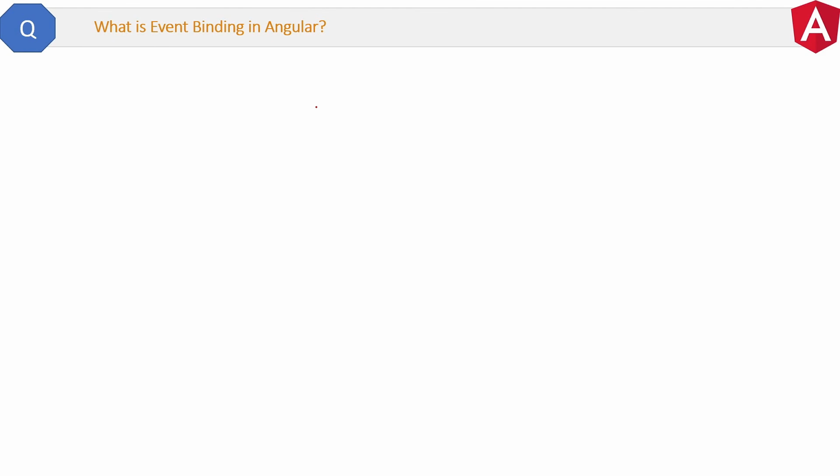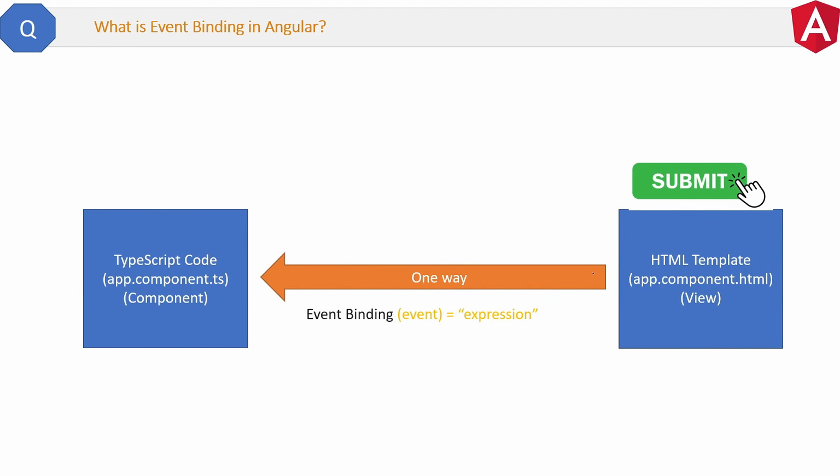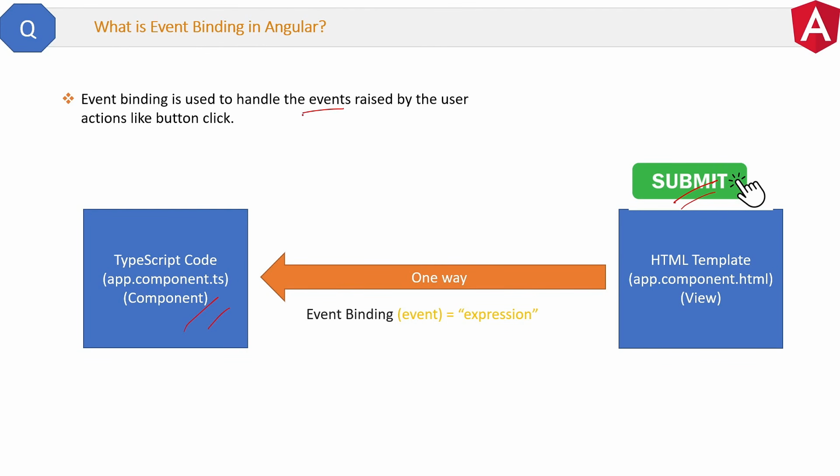Here is the question. What is event binding in Angular? This is the flow of data in case of event binding. When the user does some action like a button click or mouse over in the HTML form, then you can catch that action in the component file with the help of event binding. These actions are also called events. So the simplest definition is: event binding is used to handle the events raised by user actions like a button click. Let me show you the code for event binding.